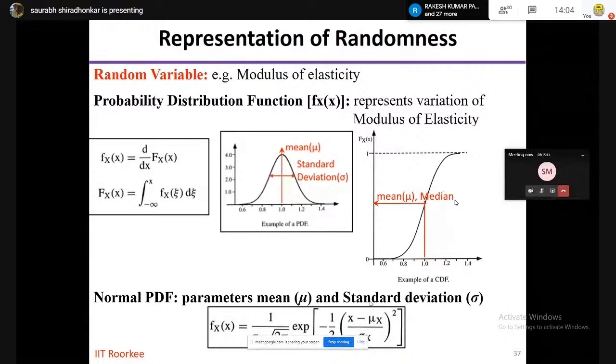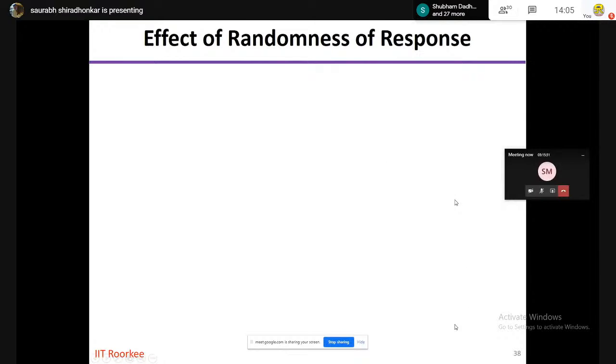I'm not covering that. Those of you who are interested in this can refer to any books in probability. The good book for this is Ronald Ross, Introduction to Probability and Statistics. So there are many distributions. I'm just sticking for today's discussion to normal and, to some extent, lognormal distribution. So this is the definition of normal distribution.